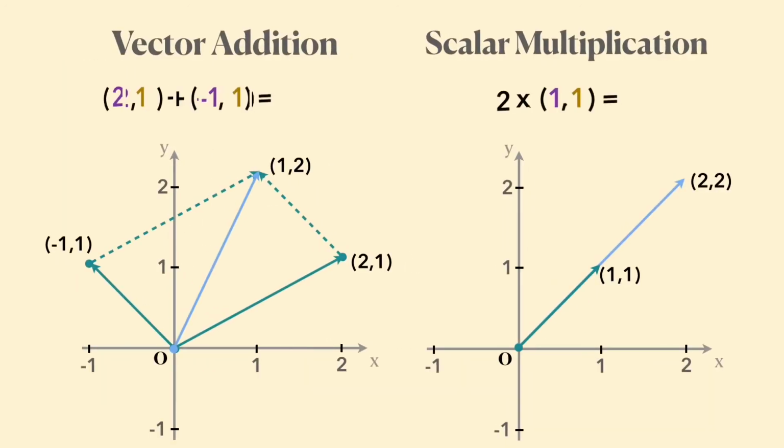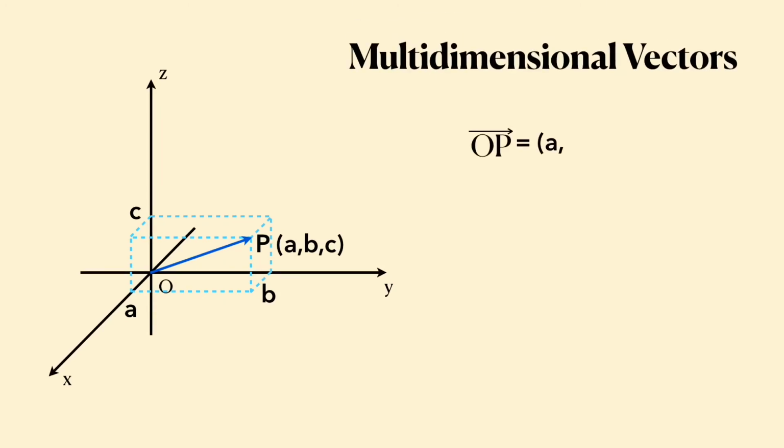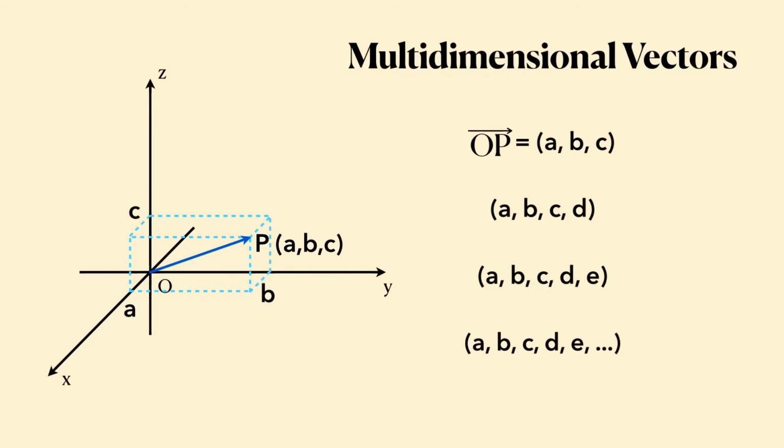We can use operations on coordinates too. We add up coordinates separately in vector addition. In scalar multiplication, we multiply the scalar to each coordinate respectively. The same applies for three-dimensional space, only they have three axes, or four-dimensional with four axes, and so on.